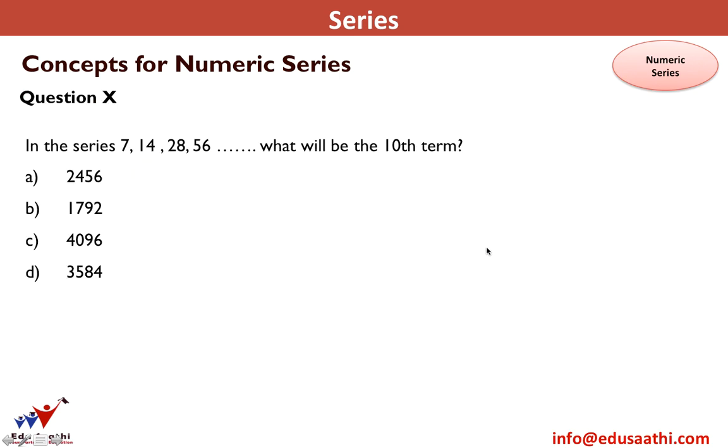In the series 7, 14, 28, 56, what is the 10th term? So I need to find out the 10th term. That would be a r raised to power n minus 1. n is 10 here. So this gives me a r raised to power 10 minus 1, or this gives me a r raised to power 9.